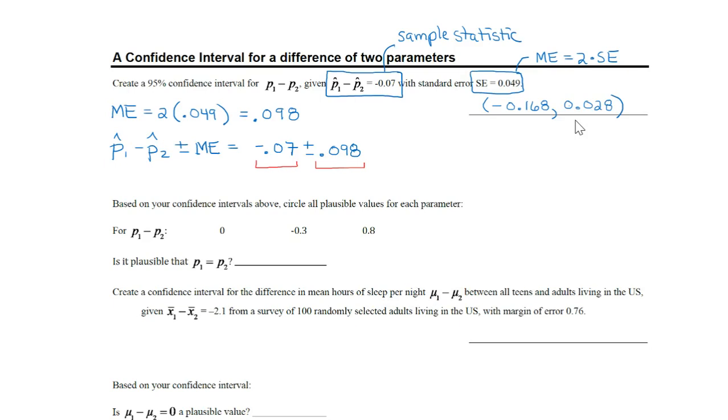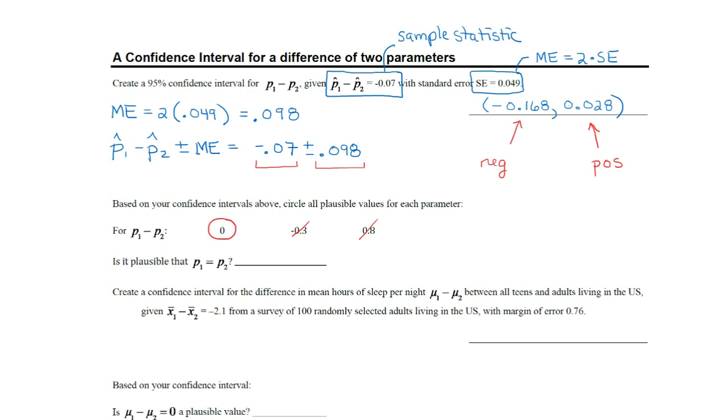So let's indicate the plausible values. This interval does start from a negative value and end at a positive value, which is how we can tell that it does in fact span 0. So 0 is a plausible value for p1 minus p2. Negative 0.3 is outside the interval, since this starts at something closer to negative 0.1 or negative 0.2. And positive 0.8 is also outside this interval because it is too large. This only goes up to 0.028.